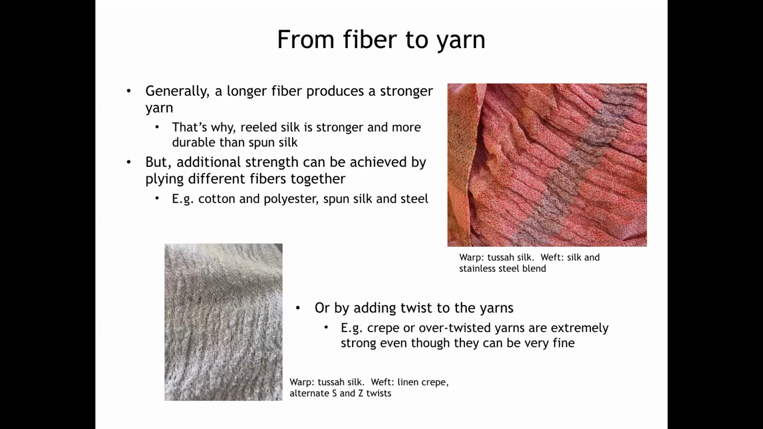As I said earlier, longer fibers produce a stronger yarn. So real silk is much stronger than spun silk, for instance. But additional strength in the yarn can be achieved by combining different fibers. That's why you often see blends of, for instance, spun silk and steel, or cotton and polyester, or silk and rayon, and things of that sort. Because if you have a weak yarn, you combine it with a strong yarn, and you're building additional strength in the finished product.